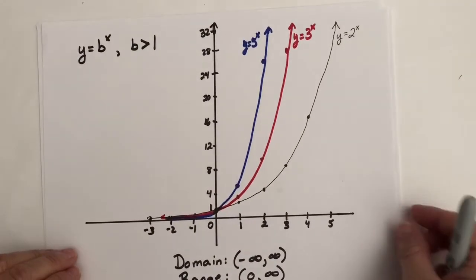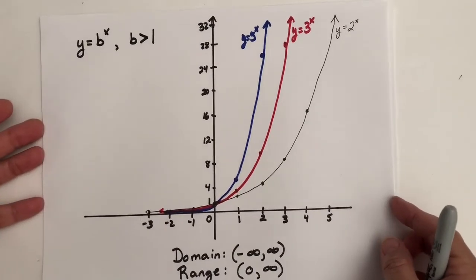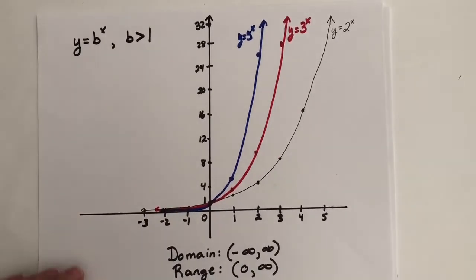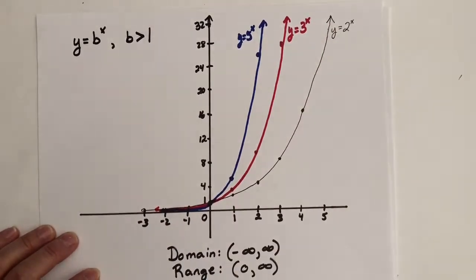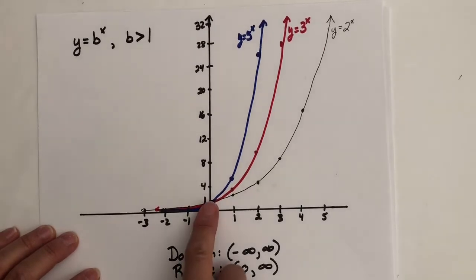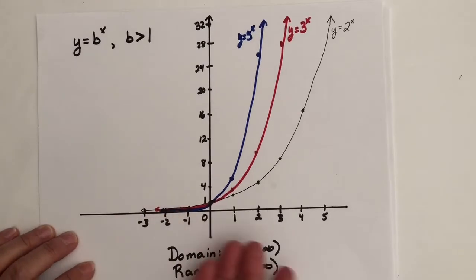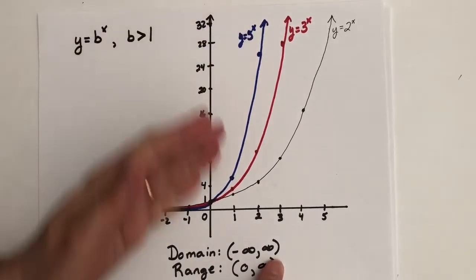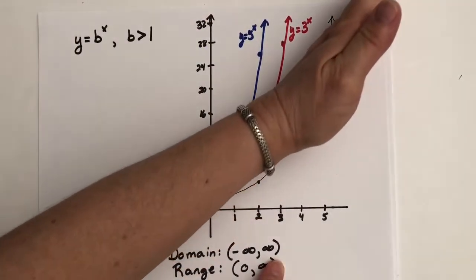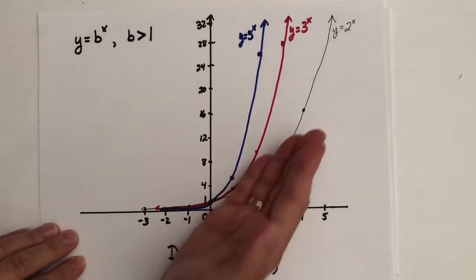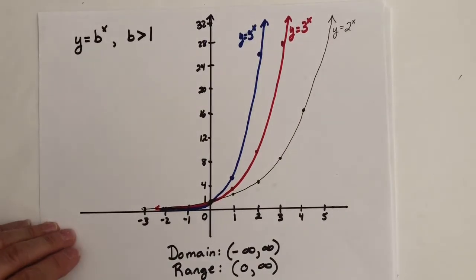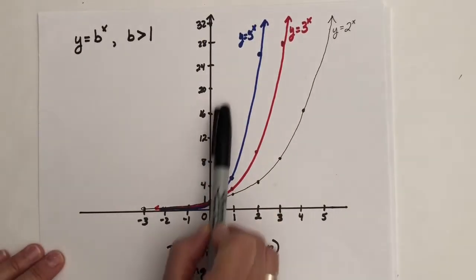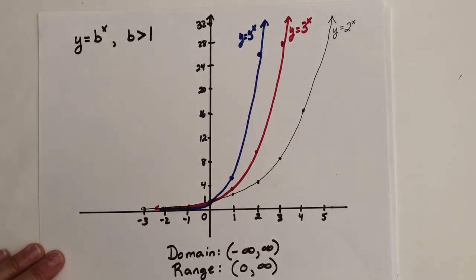I put them all on the same set of axes here. And you can compare. Do you see that they have that same general shape? They all went through the point 0, 1. That was the y-intercept. But the 5 to the x was steeper. The 2 to the x wasn't quite as steep. 3 to the x was steeper. 5 to the x is steeper. And if we were to increase the base, they would become steeper still.